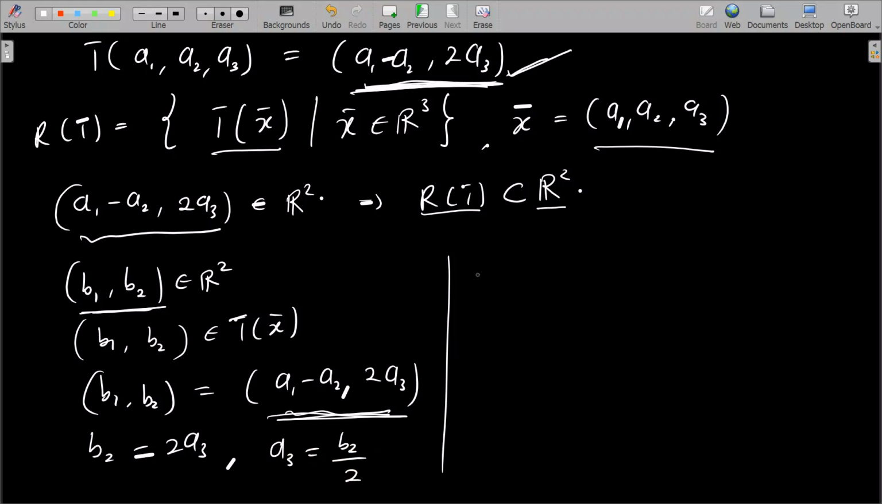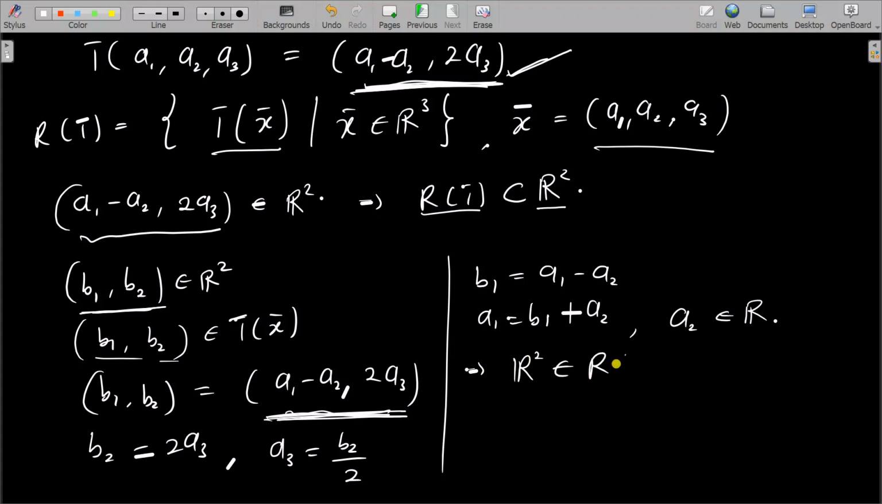On the other hand, b1 is equal to a1 minus a2, meaning that a1 is equal to b1 plus a2. Here we don't have an expression for a2, so a2 can be any real number. What does it mean? This is true because for every vector in R2, if you pick (b1, b2), we can represent it as a1 minus a2 as the first element and 2a3 as the second element. And if that is the case, it means that R2 is also a subset of the range of T. Sorry, it's a subset, not just an element.